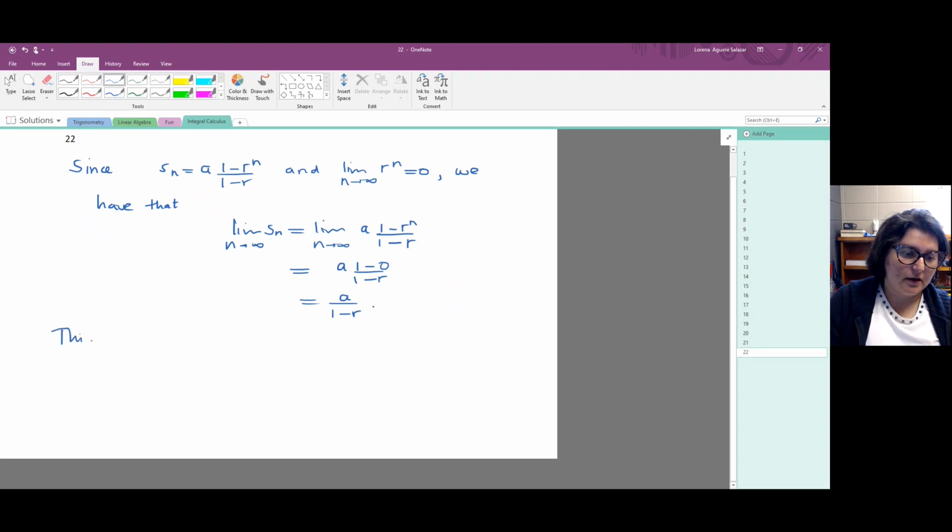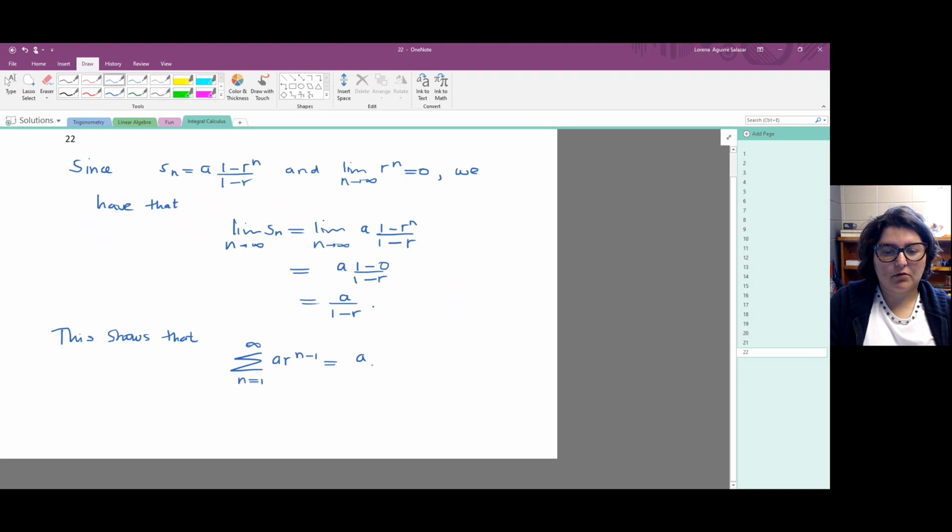This shows that the sequence of partial sums converges to a over 1 minus r. That means, by definition, that the series sum from 1 to infinity of a times r to the n minus 1 is equal to a over 1 minus r. Right? That's it for this example.